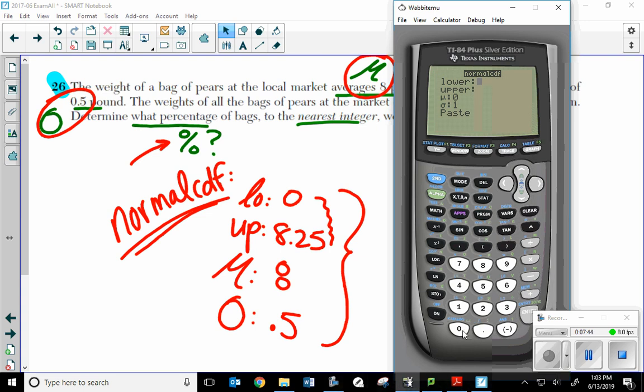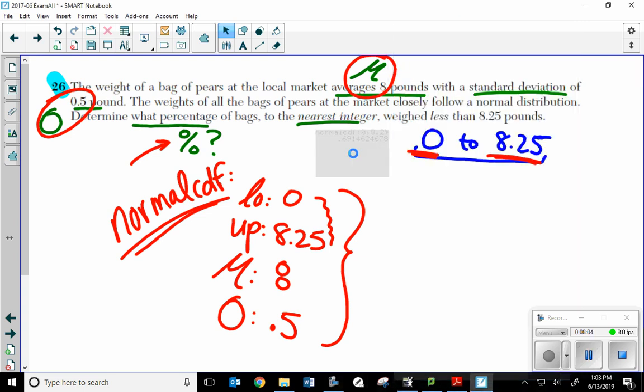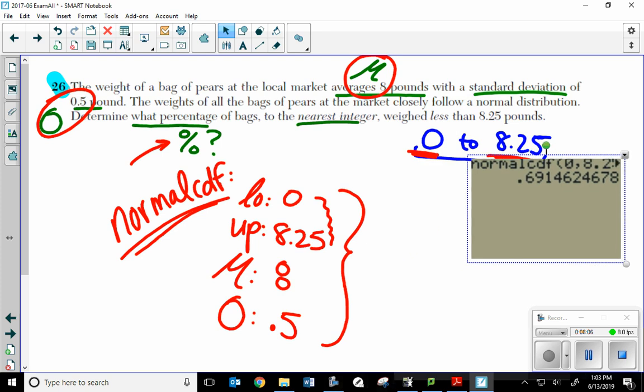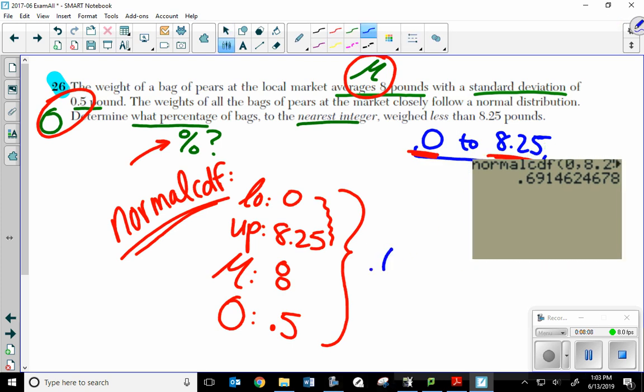Yeah, 0. I'm going to go right to the board and do this. 8.25. Bam. 8 is my mean and 0.5 is my standard deviation. I'm going to paste this into the computer and hit enter. And I get 0.69146. This is a probability.